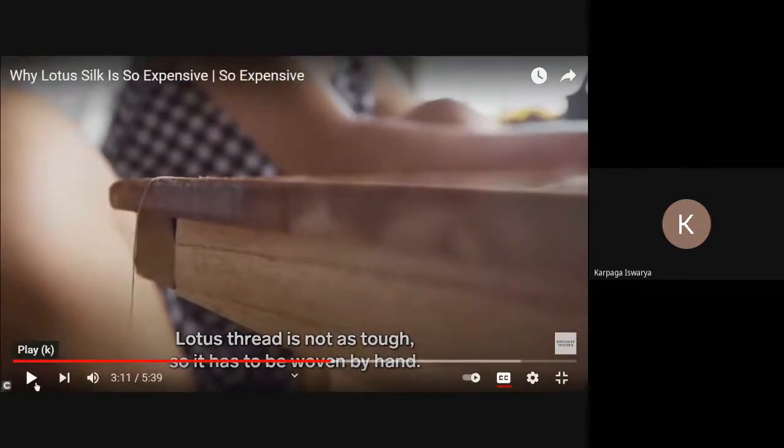So as this lotus thread is very thin, soft and fragile, definitely they need to involve only handwork. But compared to regular silk, which is obtained from silkworms, they are very tough. So it can easily involve machine work. We can involve machines to weave the fabrics. We can easily weave regular silk into fibers and fabrics through the machines. But this lotus fiber is very delicate, so they always use their hands to do the work.